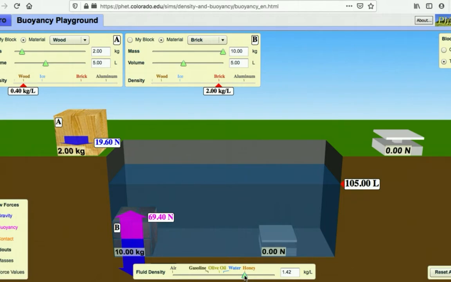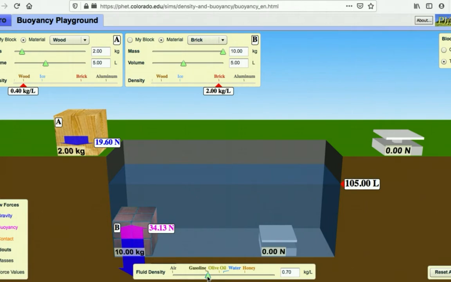In the same regard, we can make the fluid less dense than water. So we're back at close to water again. All right, there we're at water again. And if we change the fluid to gasoline, the buoyancy force on that becomes less. So now it's less than 49.